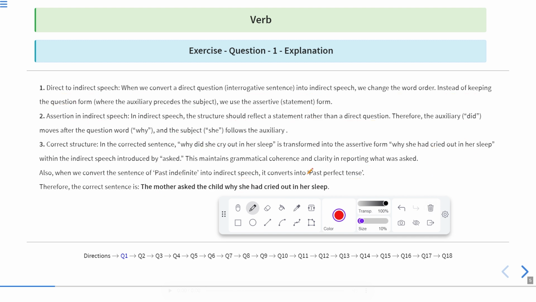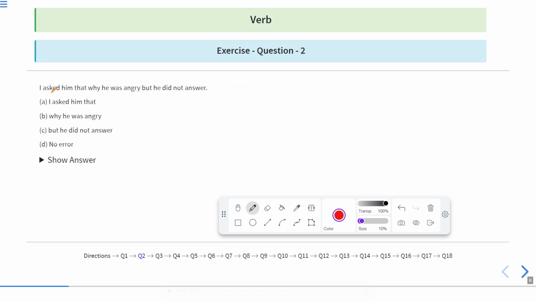So this is the first question that we have done. Now we'll discuss the second question. I asked him that why he was angry, but he did not answer. Okay. Now I asked him that why he was angry.